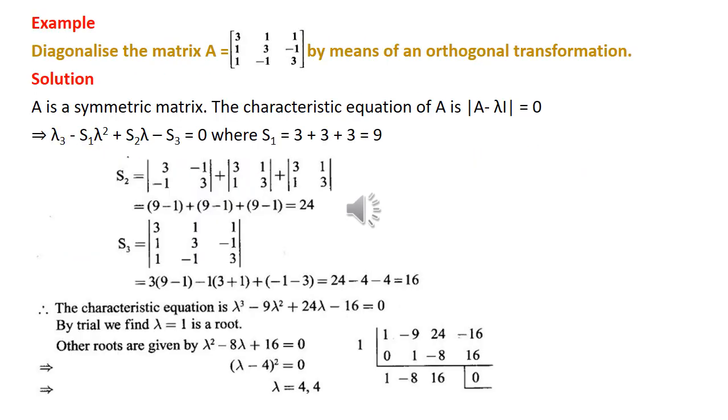We are going to solve the problem. Diagonalize the matrix A equal to 3, 1, 1, 1, 3, minus 1, 1, minus 1, 3 by means of an orthogonal transformation. The solution: first we need to verify whether the matrix is symmetric or not symmetric.